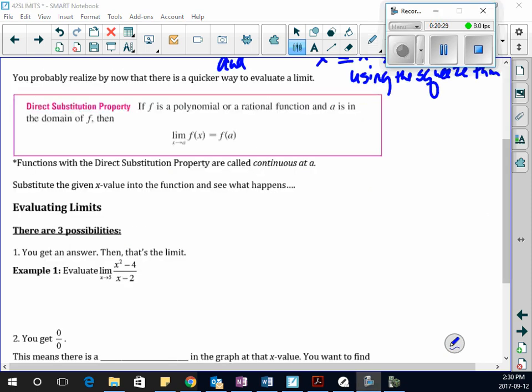So, we've already discovered that the fastest way to find a limit is direct substitution. Just substitute whatever number that is into the function to get the height. So, we're going to use direct substitution. However, it only works if it's continuous at a. Does everybody remember what continuous means? You basically can't lift your pencil, right? In order to do this, it has to be continuous.